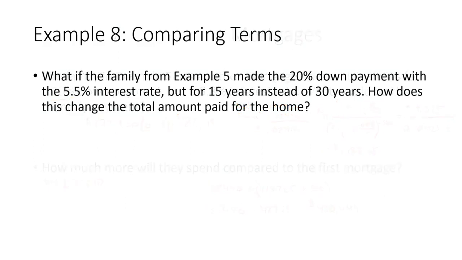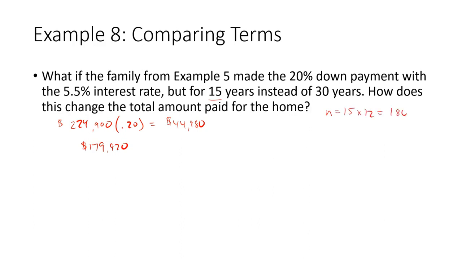So what if the family, from example 5, made the 20% down payment with the 5.5% interest rate, but for 15 years instead of 30? How does that change the amount that's paid for the home? First, with the 20% down payment, the house was $224,900. Down payment is 20%. So again, $44,980. The amount we need to finance is the difference. And so the financing amount here, $179,920. We know our interest rate in 15 years, the number of payments is 15 times 12, or 180 payments.